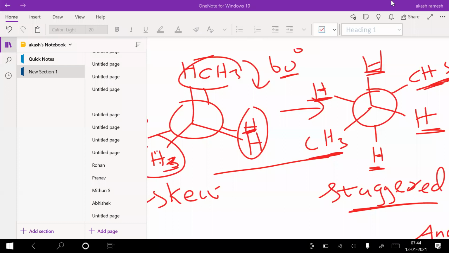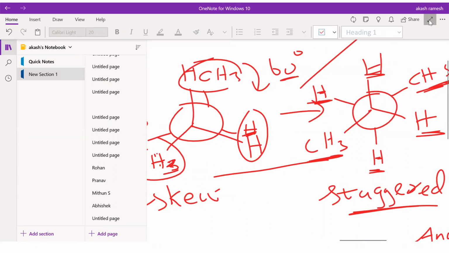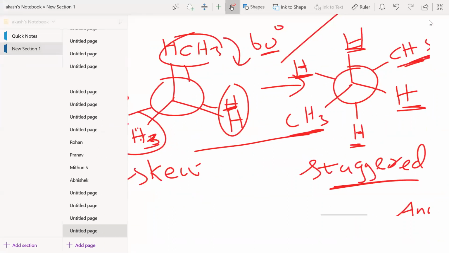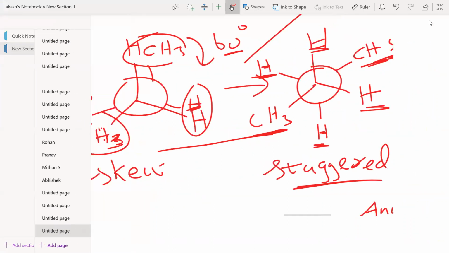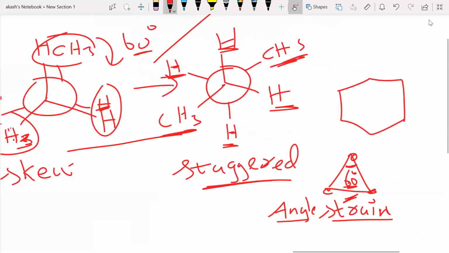So where was it? Right, so I'm going to have angle strain here because it is supposed to be 109 degree 5 minutes, but it's no way close. It's 60 degrees. So this is going to have angle strain, but this is a small molecule, so it cannot do much about it. Now actually I have to flip my screen also.